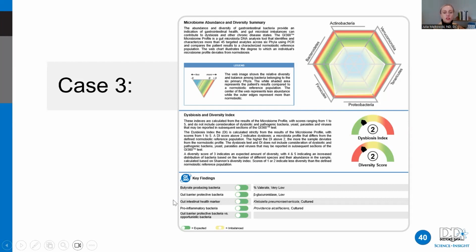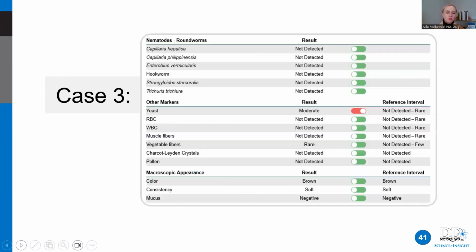So the functional yields are all within range, so that's good. But we do see there's some issues with the valerates, the lower beta-glucuronidase, and then a cultured bacteria and a cultured yeast. So we want to treat that. With the Klebsiella, the patient can present with that chief complaint, digestive issues, and loose watery stools. So we definitely want to treat this, and hopefully the patient's symptoms will improve.